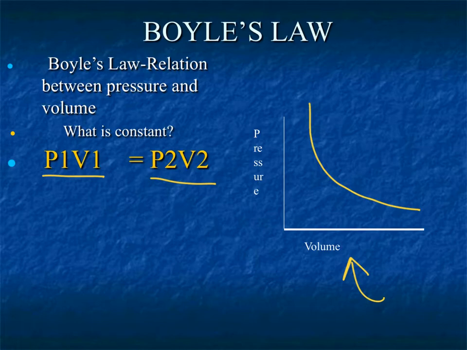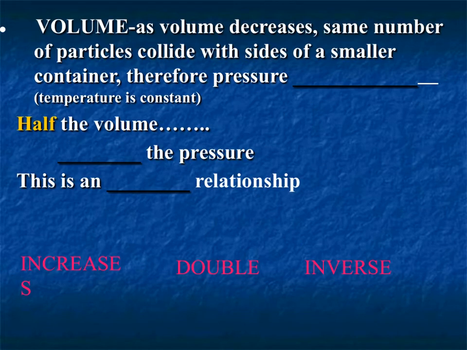One last thing I want to add: there's a question asking what is constant. This one is a pressure and volume relationship, so what variable is missing? That would be temperature. So in this case, the temperature is held constant, and we're going to be changing pressure and volume. Now go ahead and read this and fill in the blanks using the word bank at the bottom.